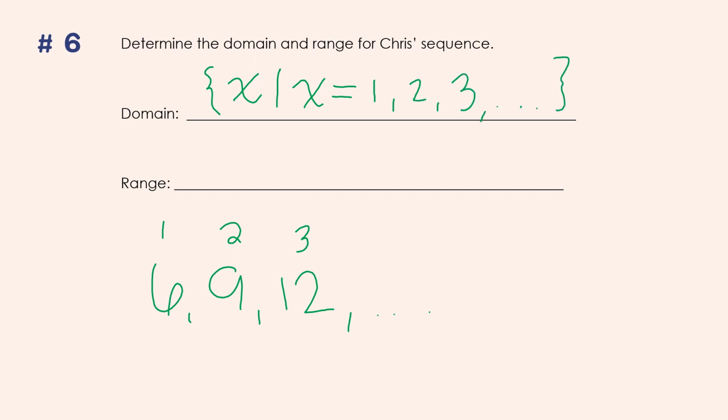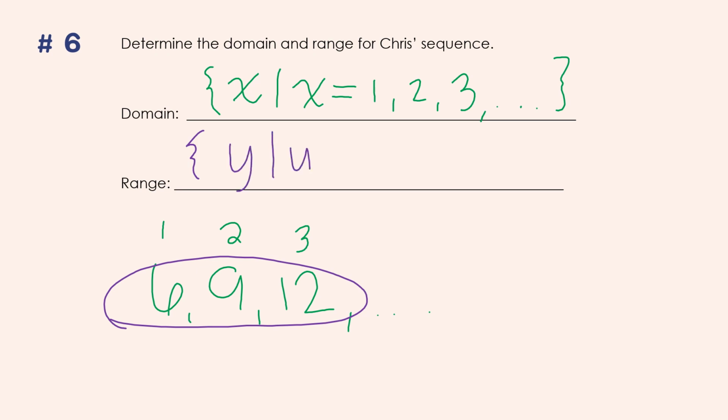And you're going to see this domain a lot for sequences because their indexes are the first term, the second term, the third term, and so on. For the range, we are looking at the specific terms, and range is y. So again, using set notation, but this time we're going to use y. Y equals 6, 9, 12, and so on, using that ellipses.